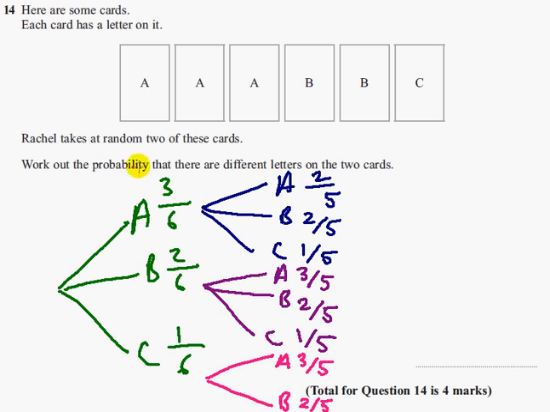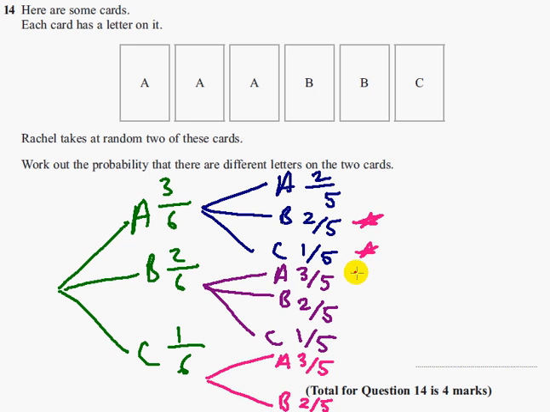Now it says work out the probability that there are different letters on the 2 cards. Different letters on 2 cards. So do we want probability of AA? No. Do we want the probability of AB? Yes. So we want this one. Do we want the probability of AC? Yes, we want this one as well.